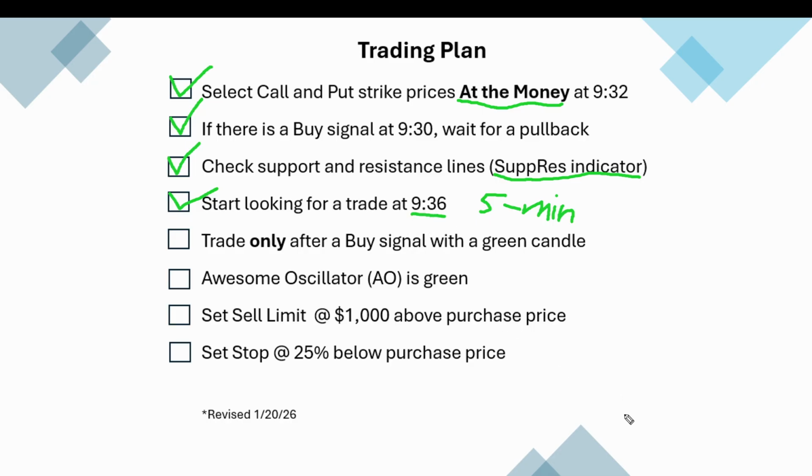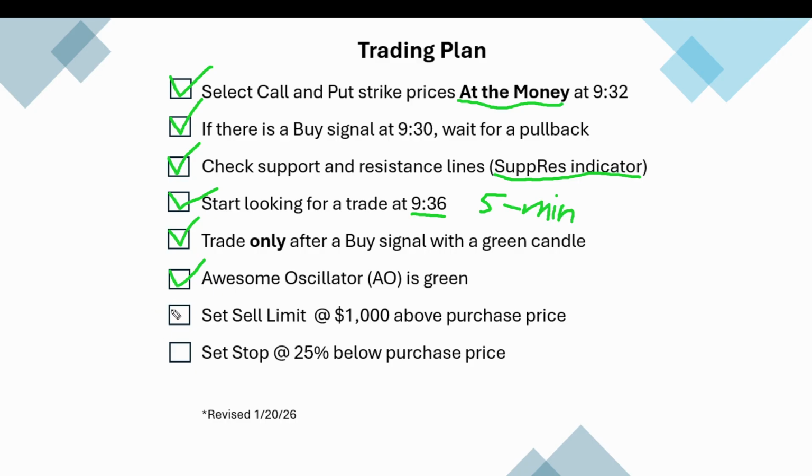And so that's when I want to start looking for a trade. Then I trade only after a buy signal with a green candle. You can't have one and not the other. They both have to happen at the same time. Then I look to see that the awesome oscillator is also green.